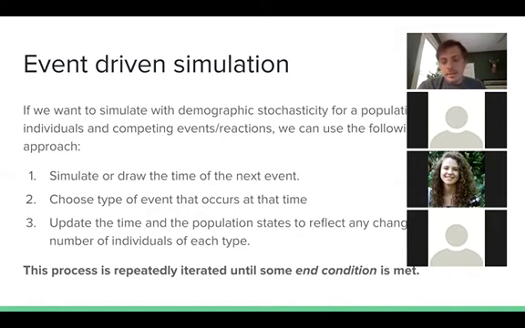The end condition could be something as simple as simulating the dynamics to a particular stopping point sometime in the future. Or we could set a particular end condition, say, having the disease completely die out from the population, at which time point we would stop our simulation.